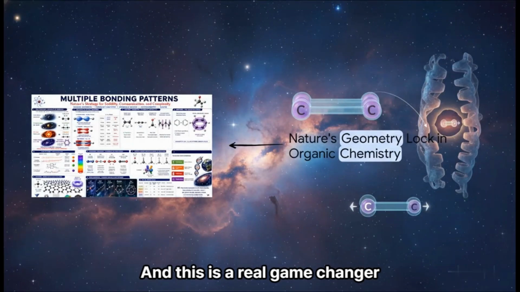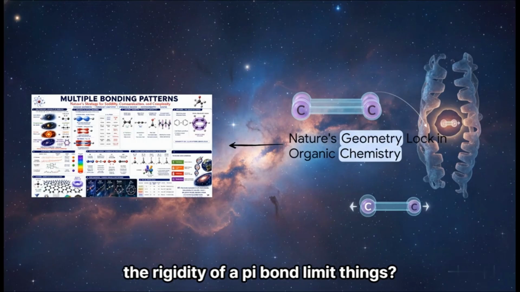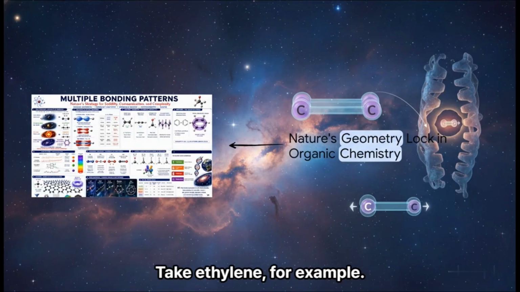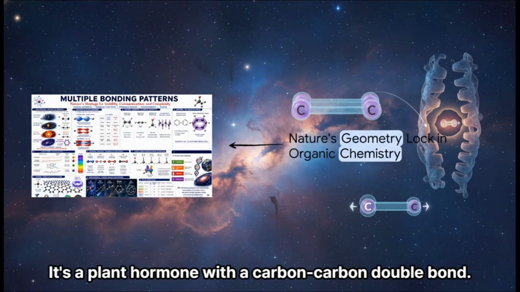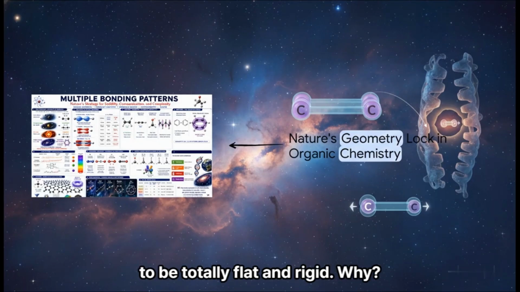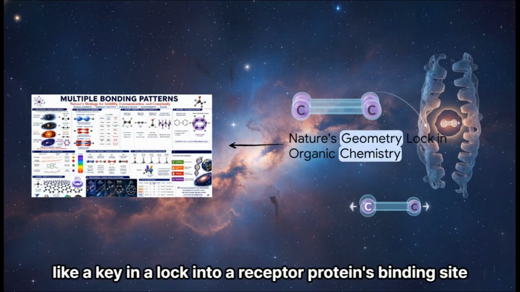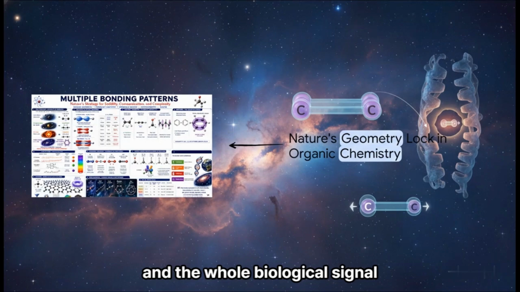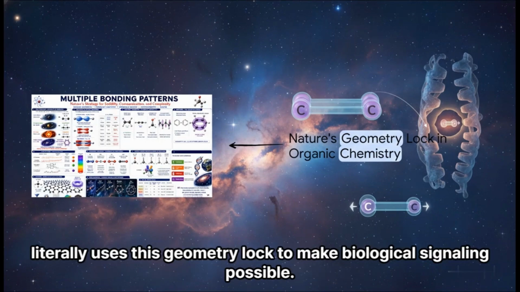And this is a real game changer when we look at nature, especially in organic chemistry. You might be thinking, doesn't the rigidity of a pi bond limit things? Actually, no, it's a feature, not a bug. Take ethylene, for example. It's a plant hormone with a carbon-carbon double bond. That double bond forces it to be totally flat and rigid. Why? Because it has to fit exactly, like a key in a lock, into a receptor protein's binding site to trigger fruit ripening. If it was just a single bond spinning around freely, it wouldn't hold the required shape and the whole biological signal would just fail. Nature literally uses this geometry lock to make biological signaling possible.